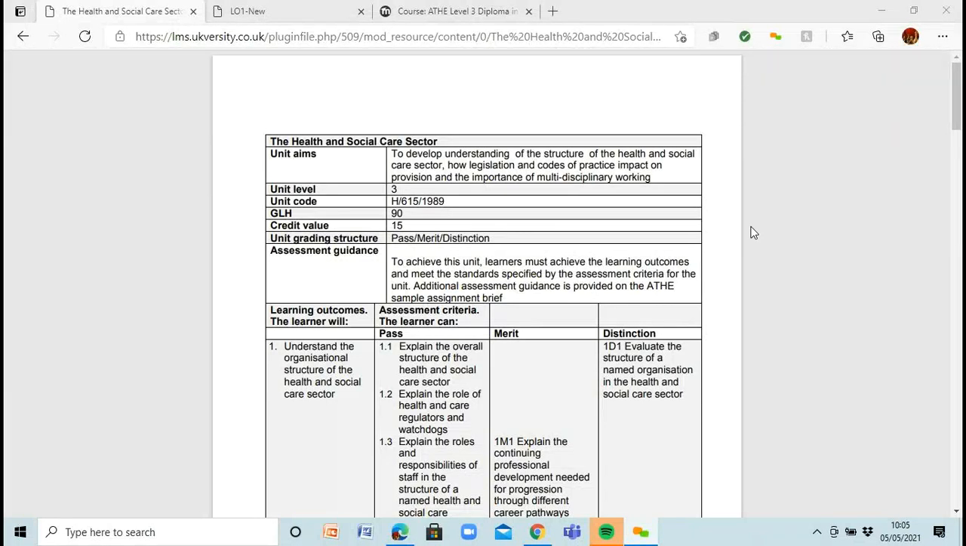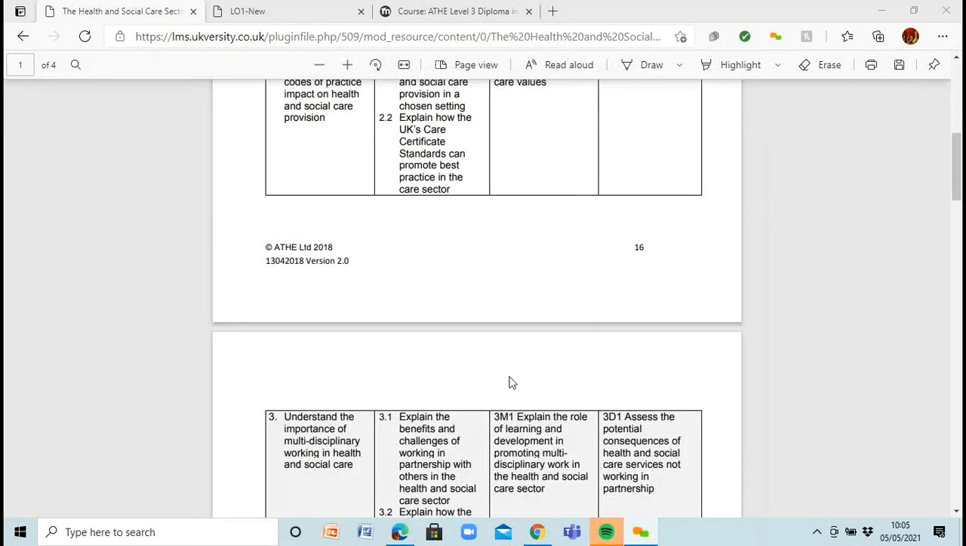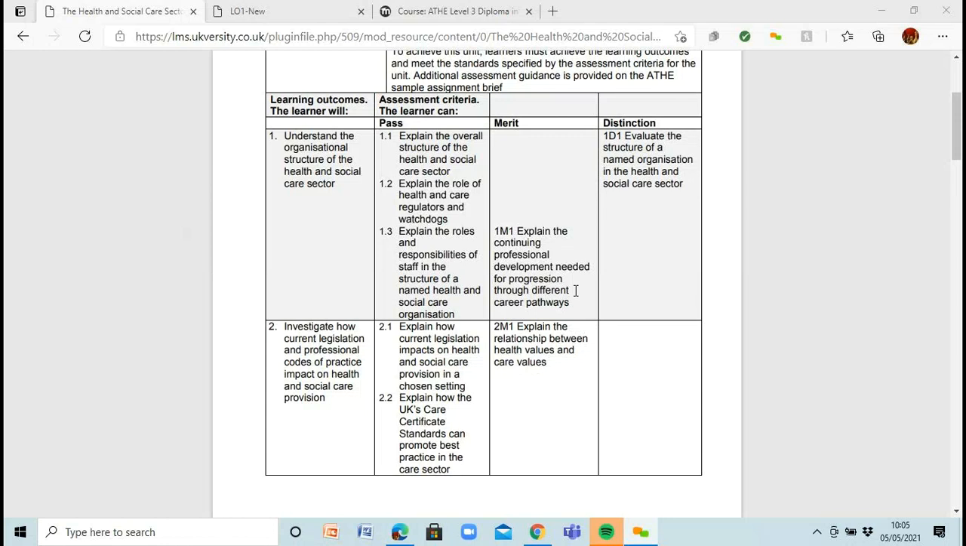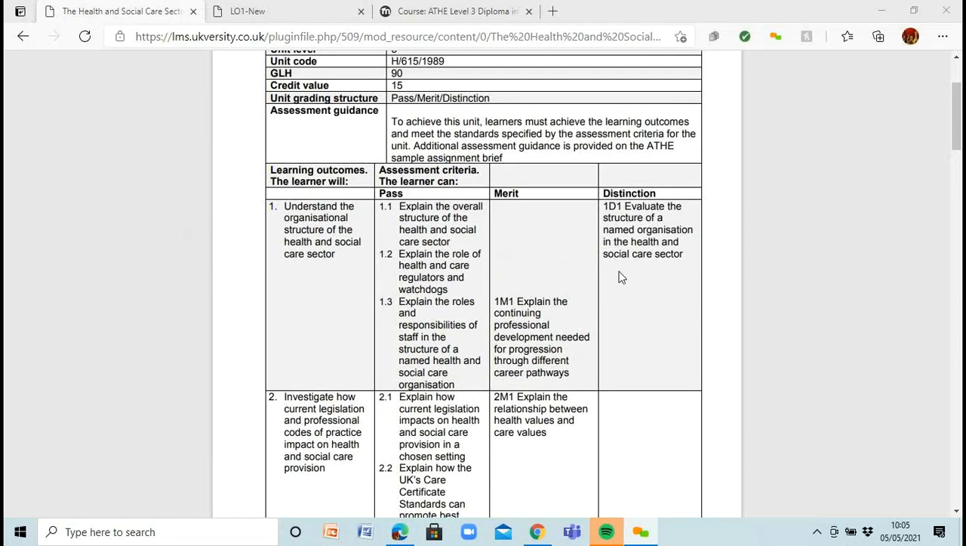So good morning. Today we're going to be starting the health and social care sector within healthcare for level 3. Now this health and social care sector unit actually has 3 learning outcomes, so it's not a long one. Now I'm going to go over the learning outcomes in a moment, but I'm just going to do a quick reminder of the grading structure here, because we've got a pass, merit or distinction.